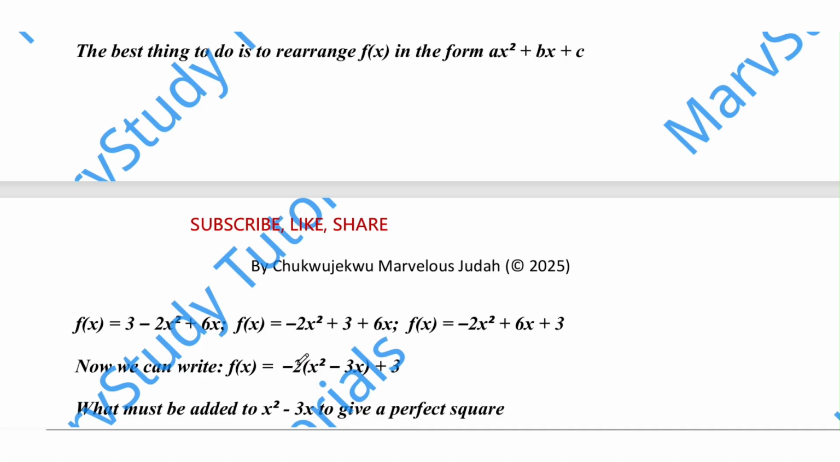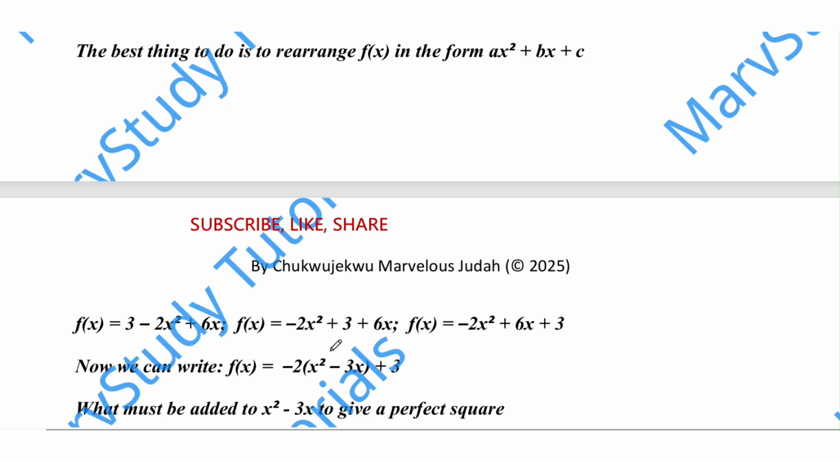Because negative 2 divided by negative 2x, that negative is going to cancel that negative, and we're going to have just x squared left. And then negative 2 divided by a positive 6x is going to give us a negative 3x. So basically, what we have is negative 2 bracket x squared negative 3x plus 3. And now the next question is, this expression right here in this bracket, how do we express it in terms of a perfect square?